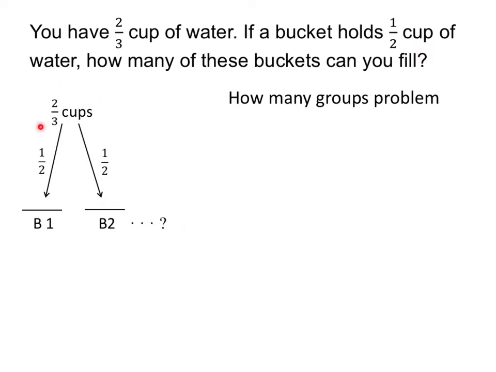So we're going to put our 2/3 of a cup of water up top. We're going to put half of that cup into the first bucket, the half of a cup into the second bucket. So this is again a how many groups type of problem. So we can solve this in the same way as we did the previous problem. We're going to take the number at the top, 2/3, and divide it by the number of items in each group, which is 1/2, and we need to do that arithmetic.